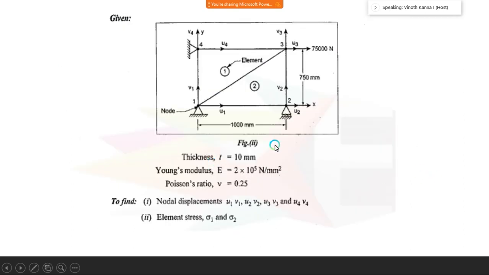So what are the data they have given? The thickness, Young's modulus, and Poisson ratio, as well as all the values you have to write. For the first node you write u1 and v1, u1 in the x direction, v1 in the y direction, then u2, v2, u3, v3, and u4 and v4. These are all the data they are giving. What you are going to find out is the nodal displacements, nothing but u1, u2, u3, u4, and v1, v2, v3, and v4. And finally they are asking for the element stress also, sigma for element 1 and sigma for element 2. That's it. So we go for the answer.